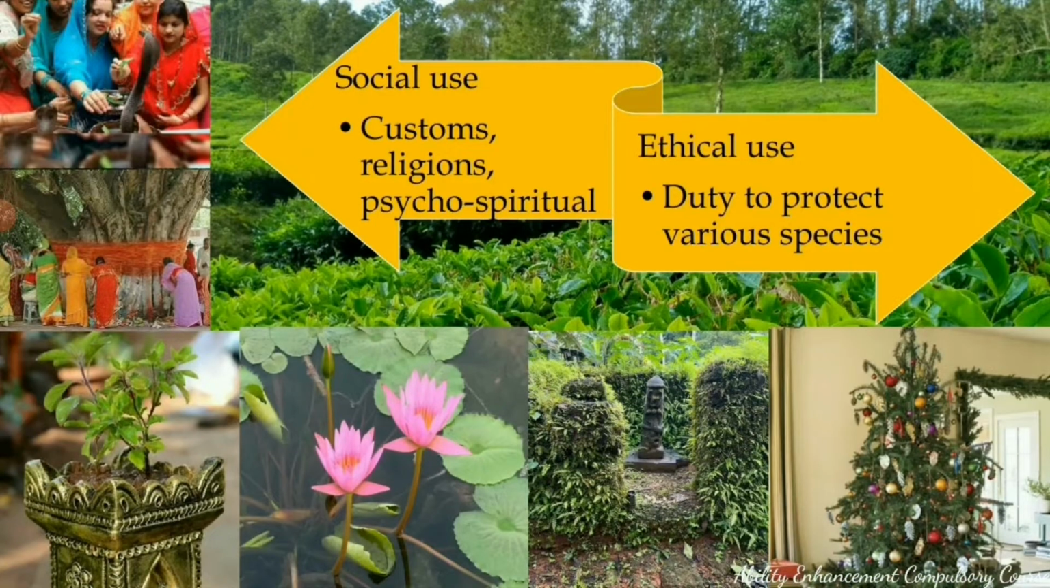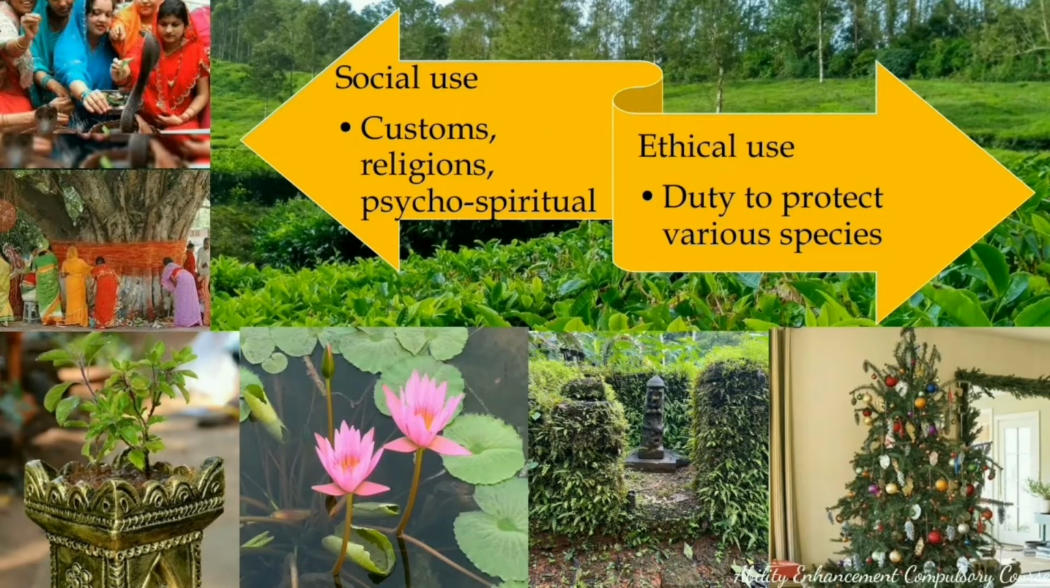The third and the fourth uses of biodiversity, which are listed over here, are the social use and the ethical use. Social use is the use of biodiversity that is associated with social life, with customs, religions, the psycho-spiritual aspects of people. For example, a very simple example is the flowers that are offered in temples, or the tulsi plant which is prayed to by the people, the peepal plant, the mango trees, lotus, or even the Christmas tree in certain religions. All of these are examples wherein biodiversity is being valued because it is associated with a particular custom or a religion or some particular practice.